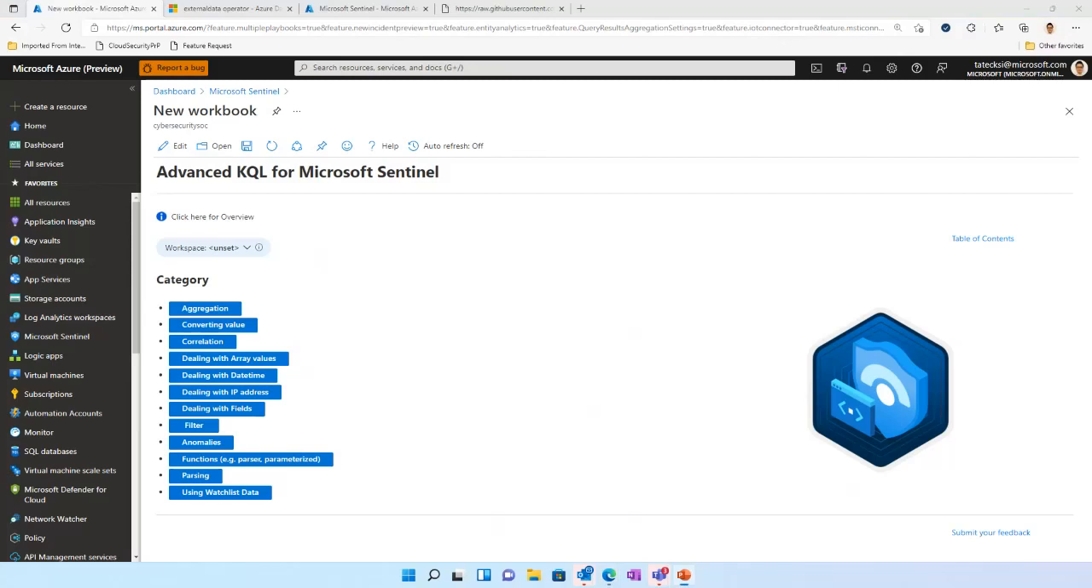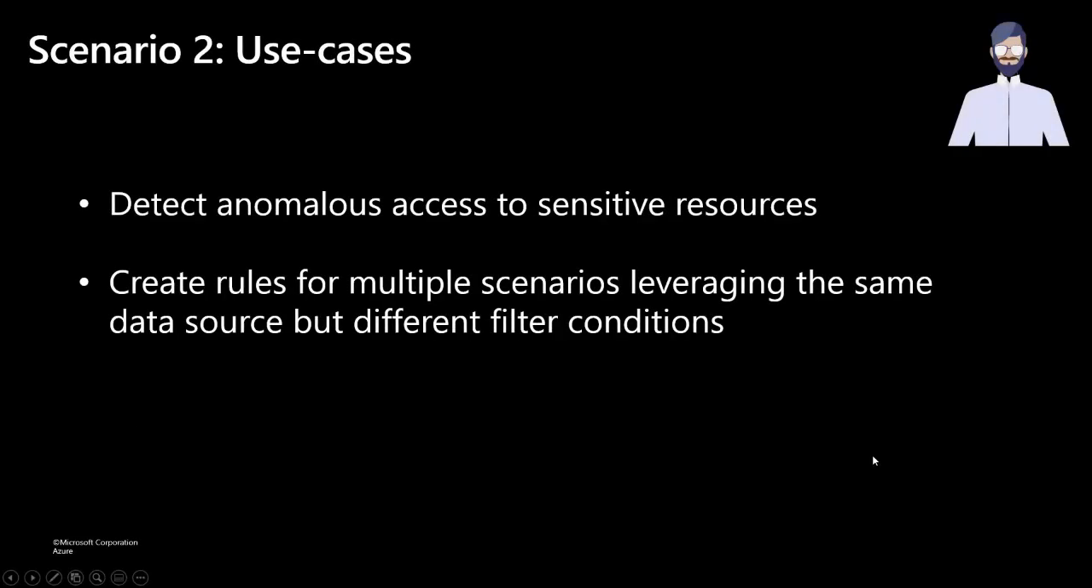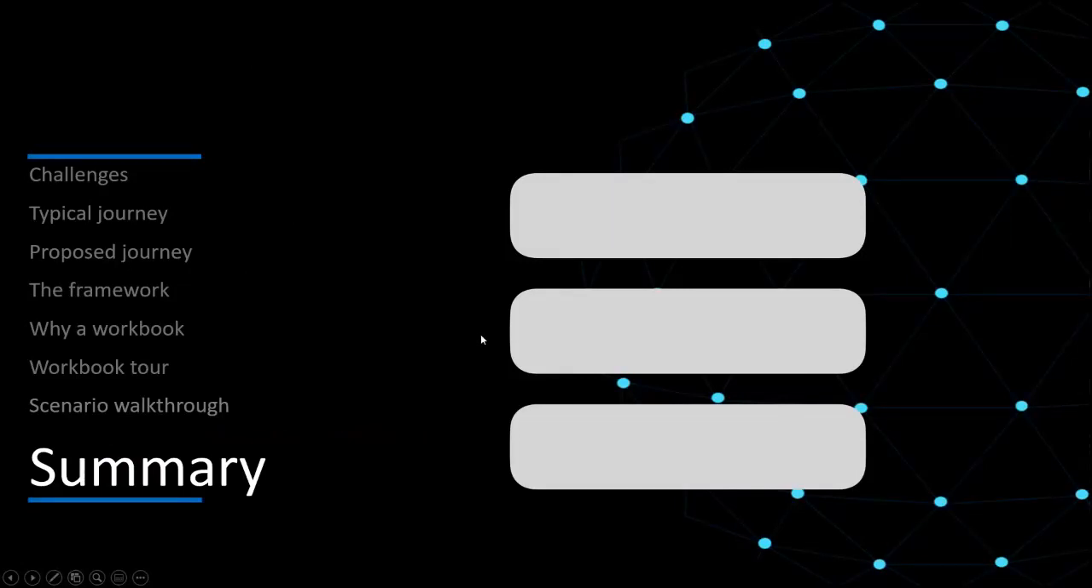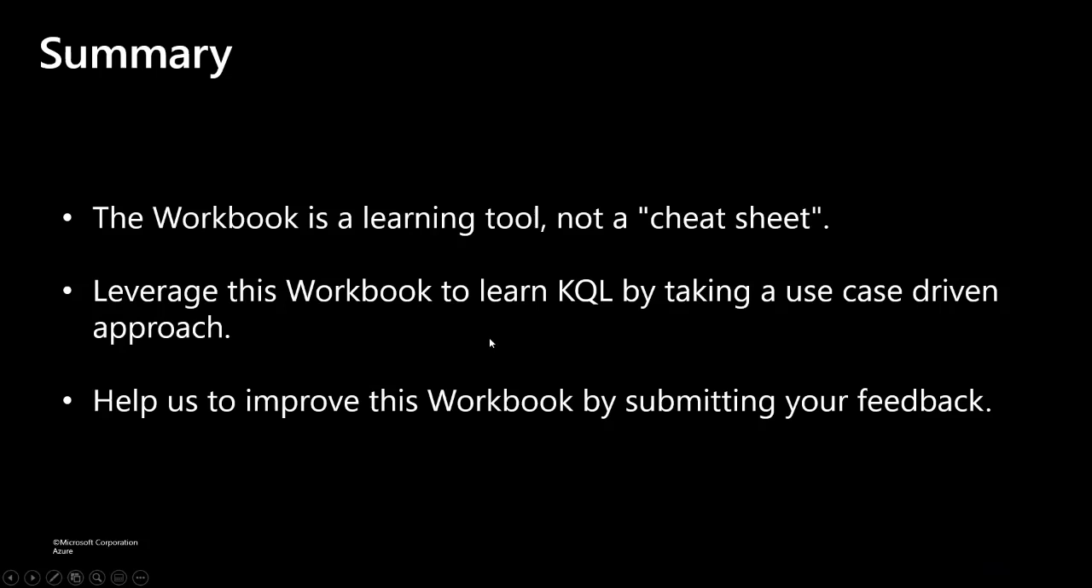All right, so this concludes the walkthrough scenarios, and let's wrap this up for today. Now, in summary, this workbook is a learning tool and not meant to be a cheat sheet. The goal of this workbook is to help you improve your KQL proficiency using a framework that focuses on Microsoft Sentinel use cases. Please give this a try today, and help us to improve this workbook by submitting your feedback. You can submit your feedback directly to us with the link at the bottom right of the workbook. It could be a suggestion for improvement or any missing category or sample query or even use cases that we should add to the workbook in the future.